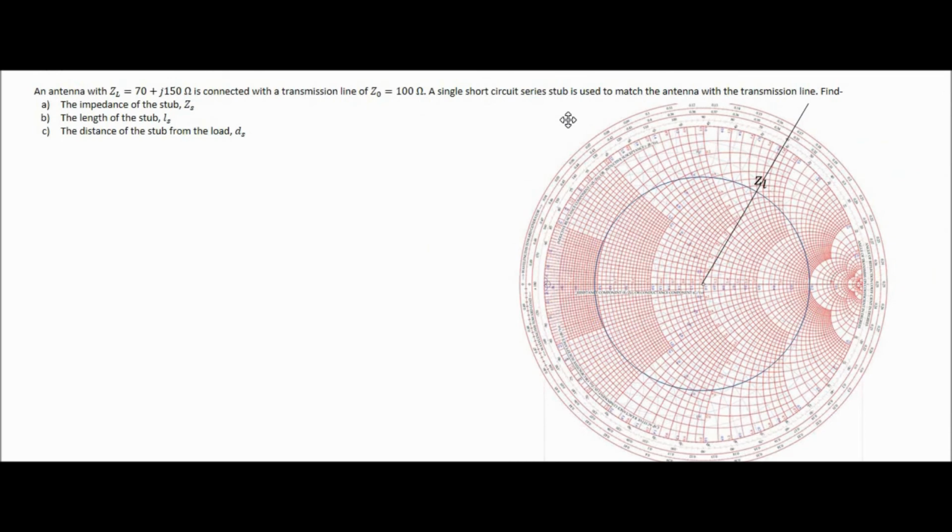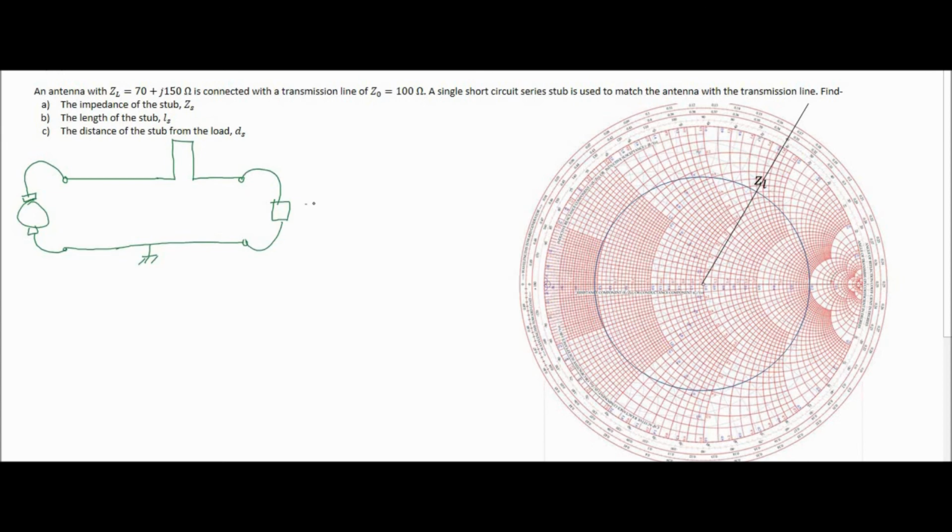We are going to solve the very same problem. In this case, we have a short circuit series stub. So let me draw the transmission line here, and in this case we are going to use a short circuit series stub. Here we have the load. The second wire is nothing but a ground wire or the returning path of current, so we don't care about the second wire.